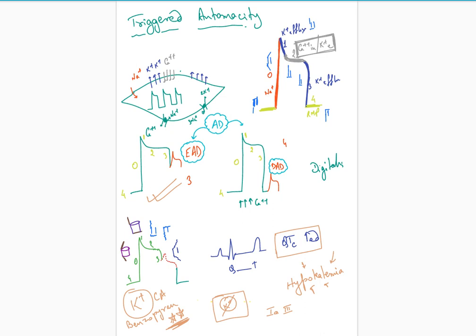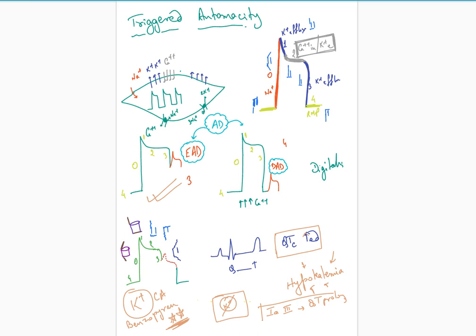So class 1A and class 3 drugs perform QT prolongation. Your QT interval is already increased. Okay, are you getting it? It was a very simple question: how can you give a QT prolonging drug to a condition where there is already QT prolongation?